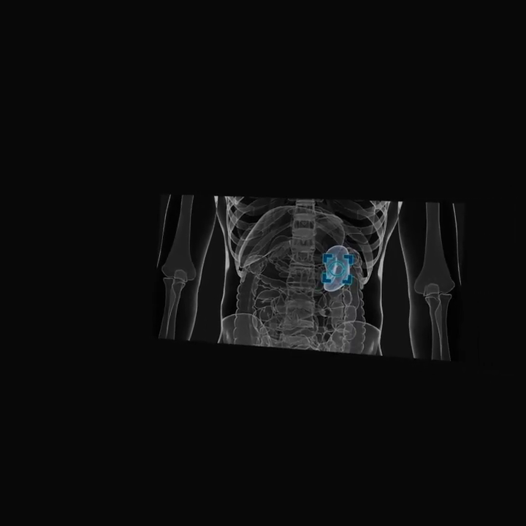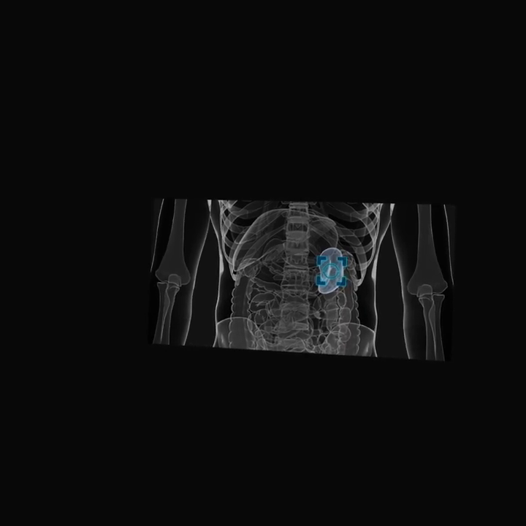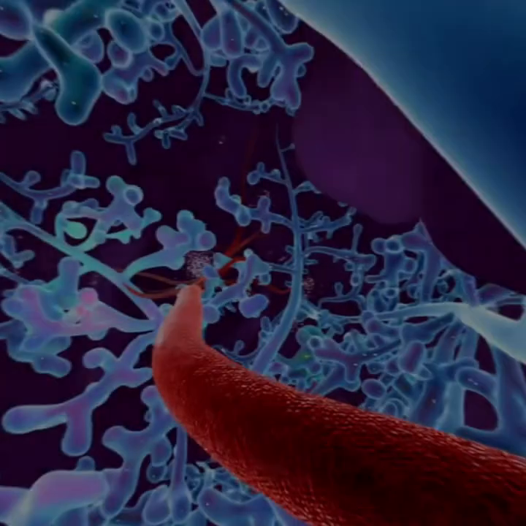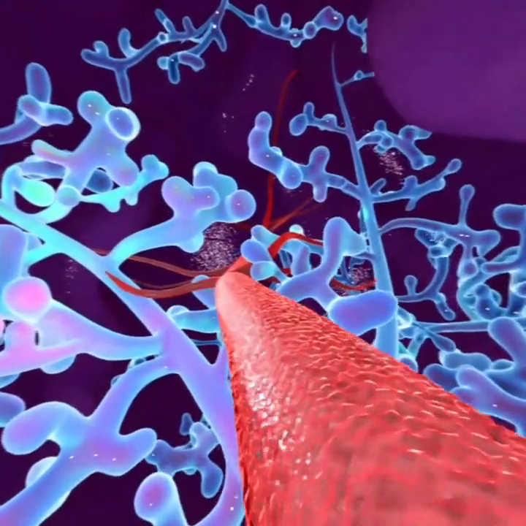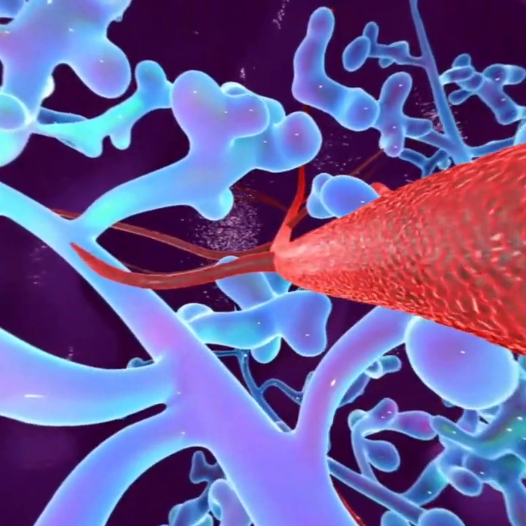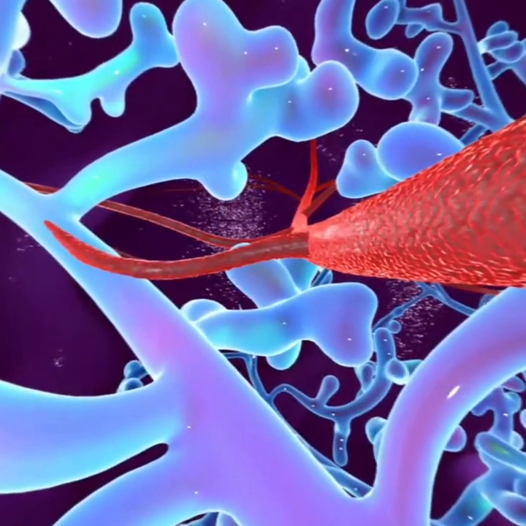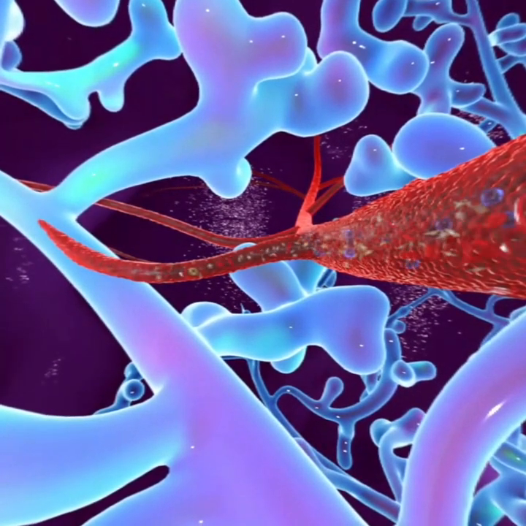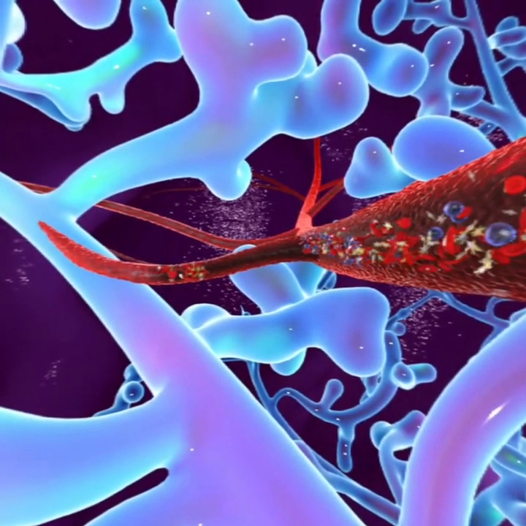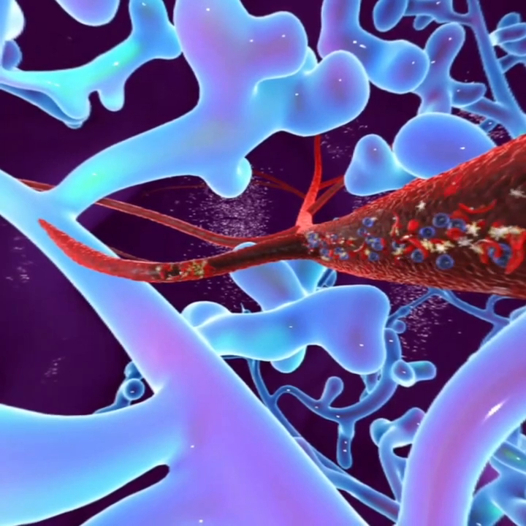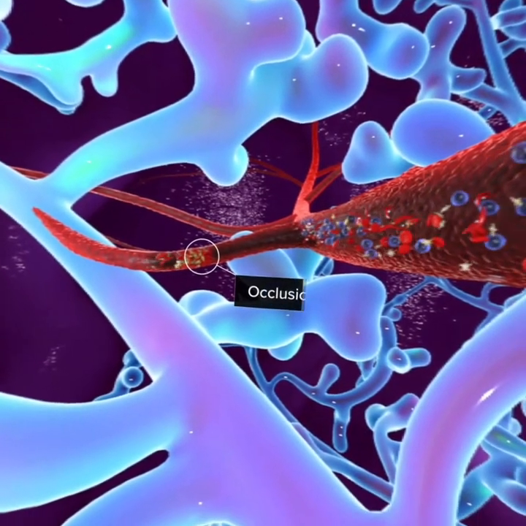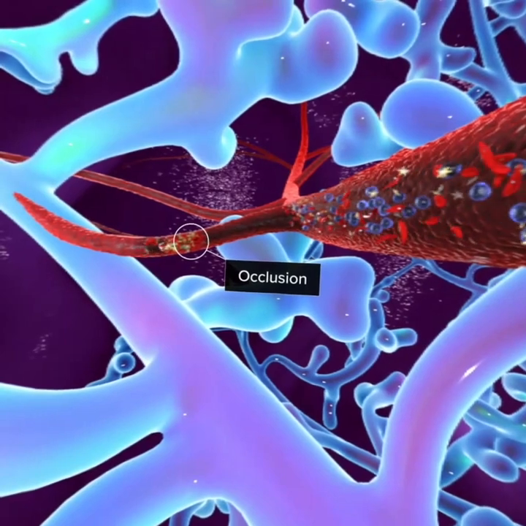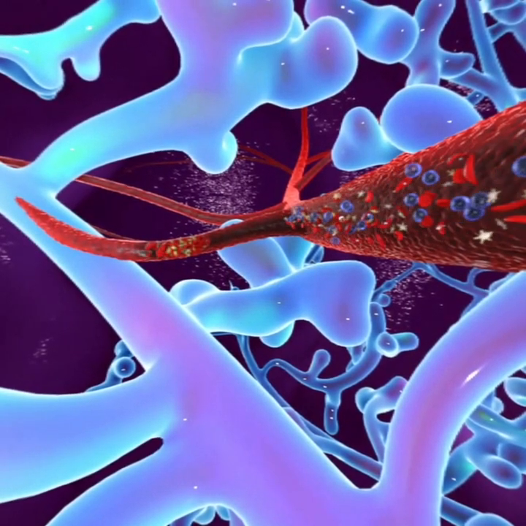Now, let's travel to the spleen. Blockages in the spleen can affect its ability to remove bacteria from the body, leading to a higher likelihood of certain types of lung, brain, and blood infections. Over time, the spleen can become scarred and permanently damaged.